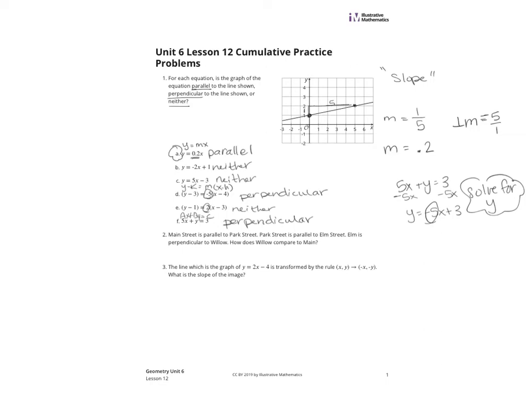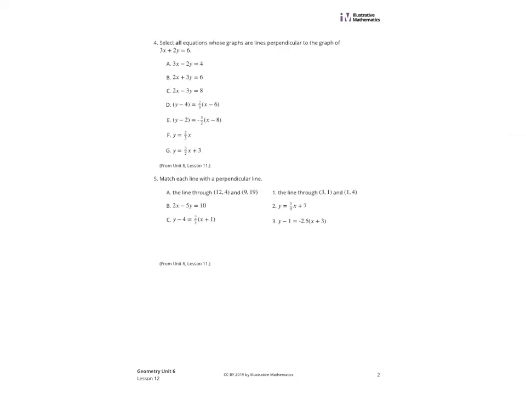Let's jump over and take a look on page 95. Let's take a look at number 4. It says select all equations whose graphs are perpendicular to the graph of 3x plus 2y equals 6. So we have the same situation we have every time my line is in the form ax plus by equals c. It looks like it's happening in choice A and choice B and choice C. When my line is written in this form, I cannot see my slope. I don't know what the slope is. So I have to solve for y.